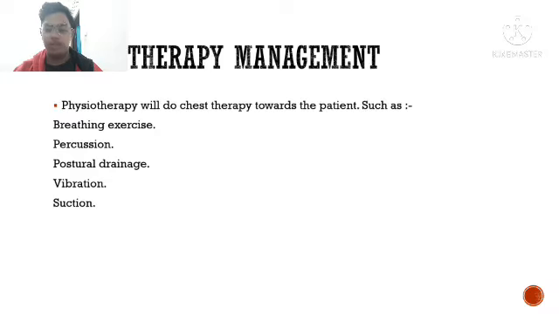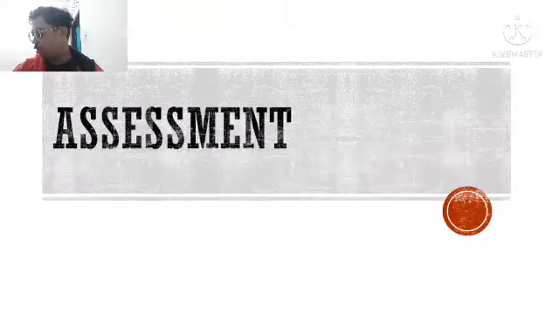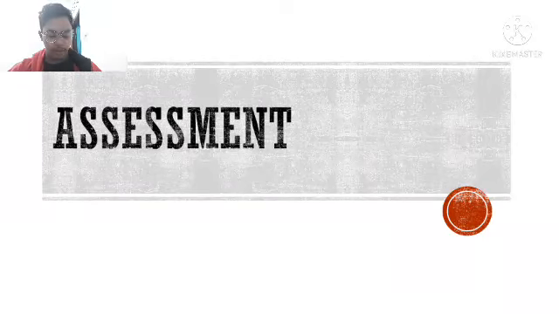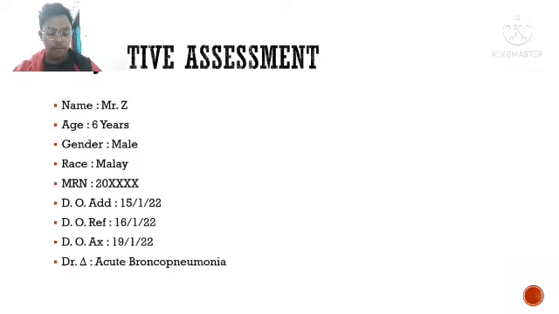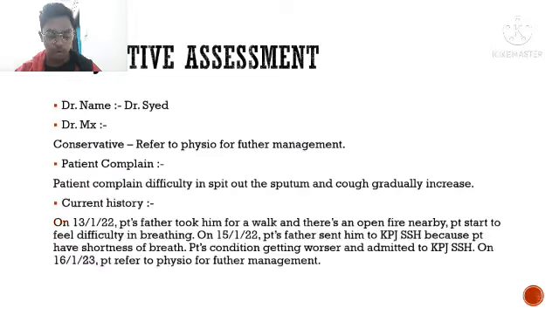And then I will continue to my assessment. The patient is Mr. Zack and his age is 6 years. Gender is male, race is Malay, and the doctor diagnosed that this patient has acute bronchopneumonia.